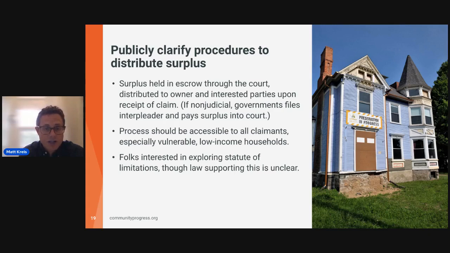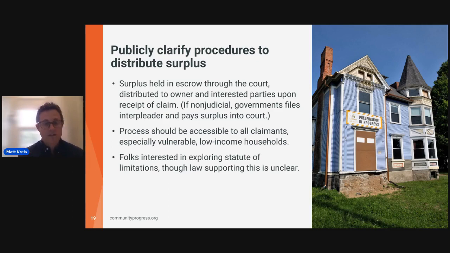If it's not judicial, a government could file an interpleader action and pay that surplus into the court. In other words, we have a responsible entity managing those funds that can oversee the process of addressing the claims that come in. Again, it should be accessible to all claimants, especially vulnerable low-income households. Got to make sure folks know that this thing is out there. Notices, follow-up, continuing to be clear with folks from the get-go about that process and how to access it.